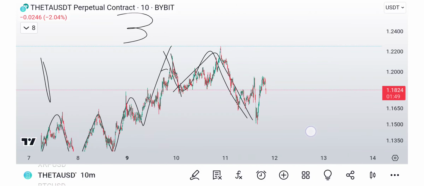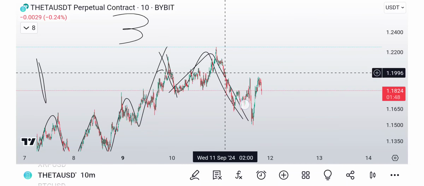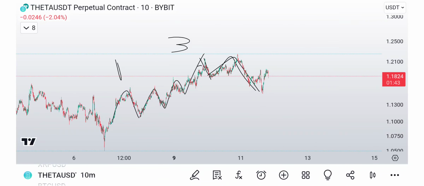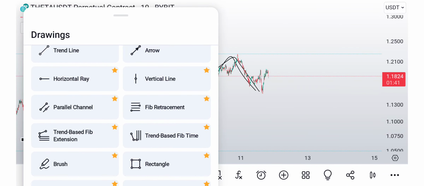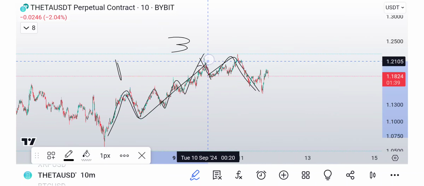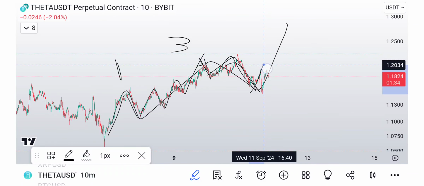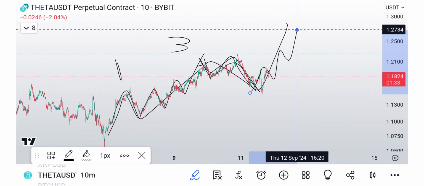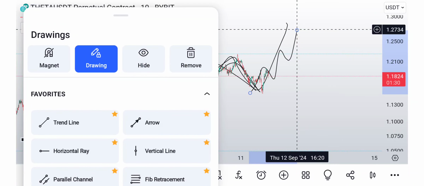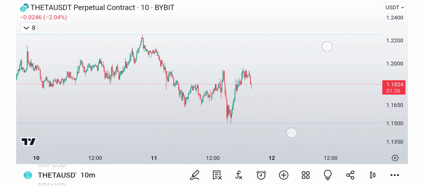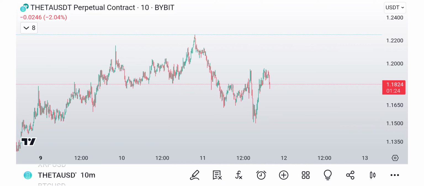So the question is, has this 3-wave move finished, and are we going back to the upside for a wave 5? You know what I mean? So 1, 2, 3, 4, and then 5, A, B, C, right? And now we have a 1, we have a 2, let's get 3, 4, and 5. Well, the thing is, if it's finished, then obviously it's finished. But if it's not, then we have to look at a couple different options here.